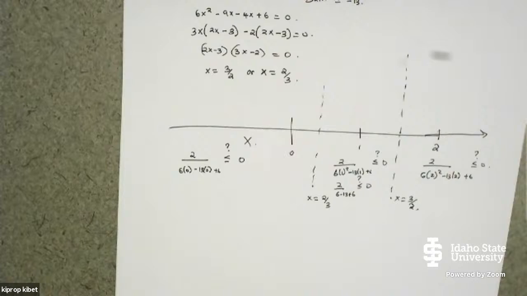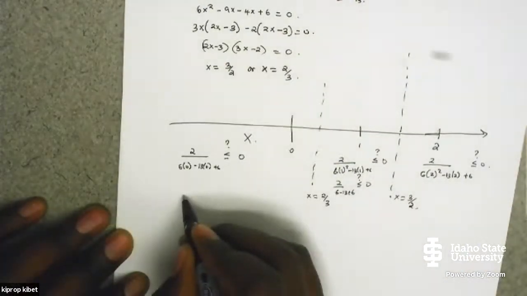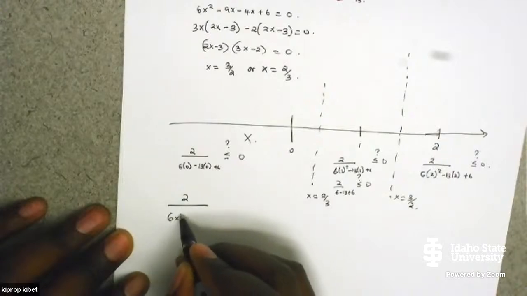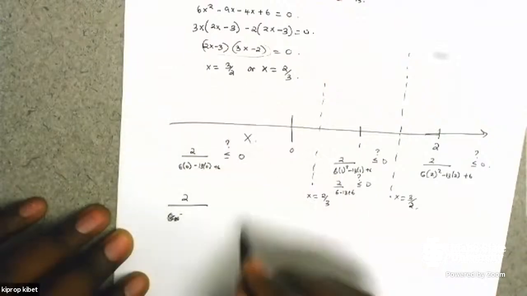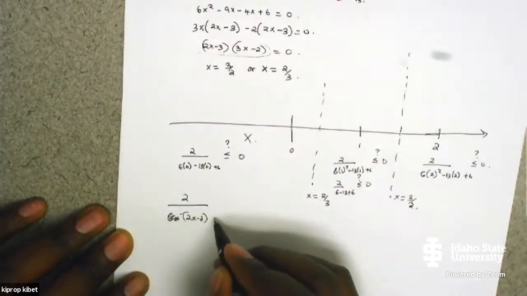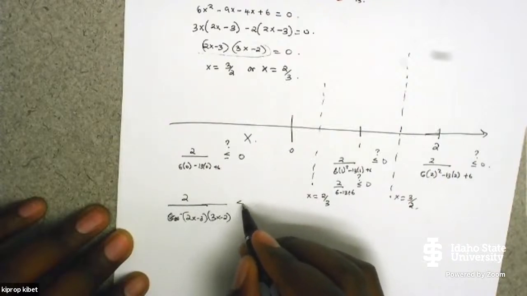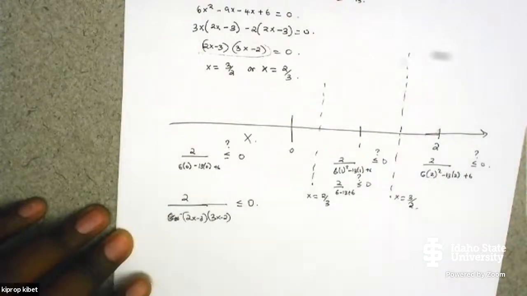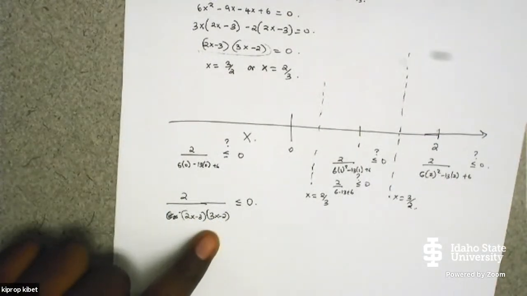Or since we have factorized this one, it will be 2 all over 2x minus 3, 3x minus 2, because we have factorized this form. And we need to check whether this is less than or equal to 0, right? We have factorized that below 1, right?